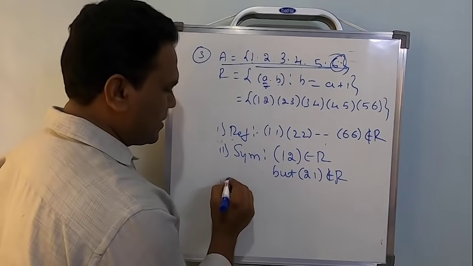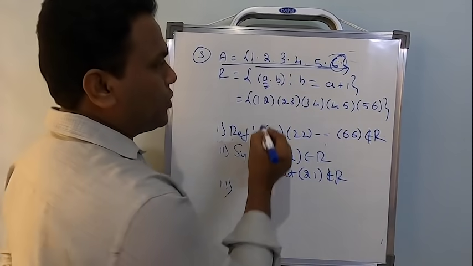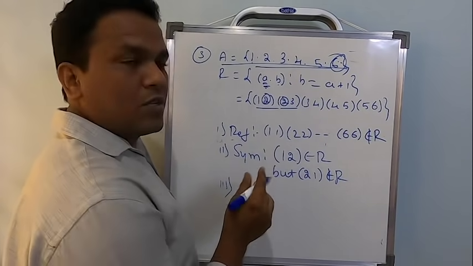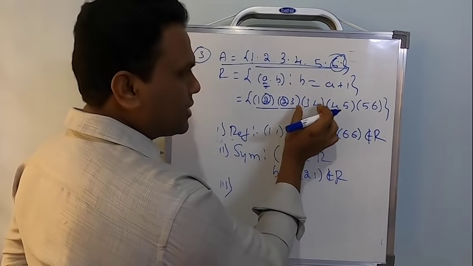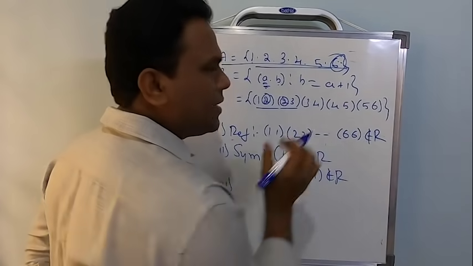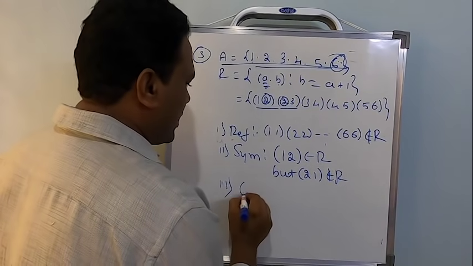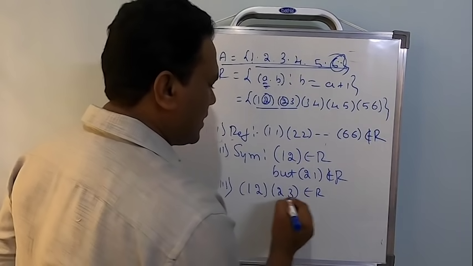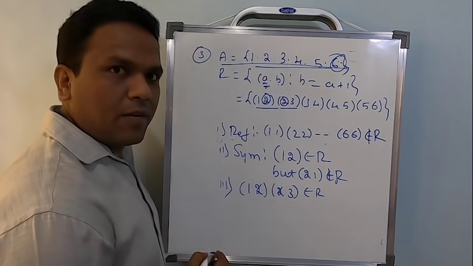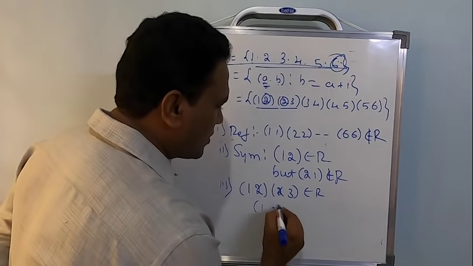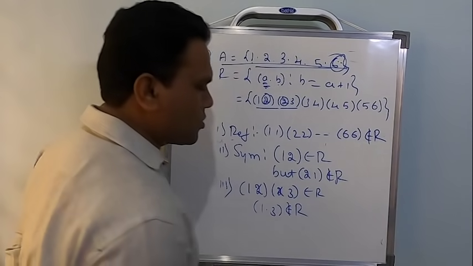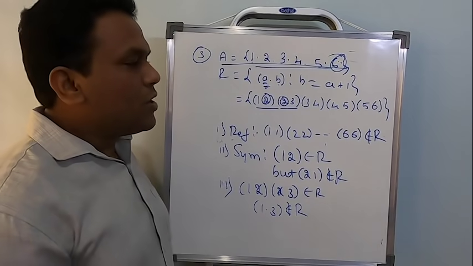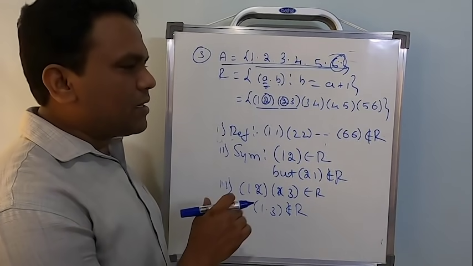Now, the next. To check transitivity, you should take 2 ordered pairs where the second element of the first and the first element of the second are the same. So either you can take the first two, or the next two, or the next two, like that. Right? So let me consider (1, 2) and (2, 3) belonging to R. If I eliminate this common element, what is the remaining? (1, 3) does not belong to R. Hence this relation is not going to be transitive. So it's not reflexive, it's not symmetric, it is not transitive.